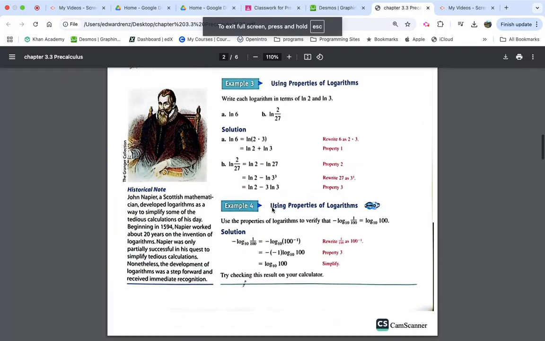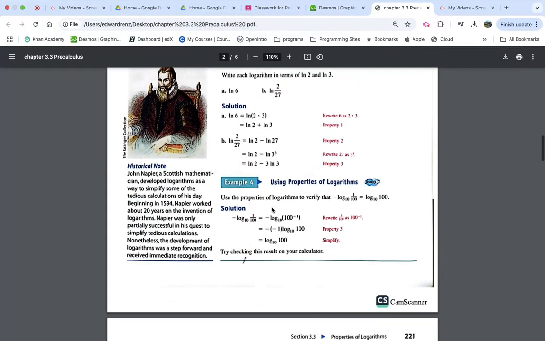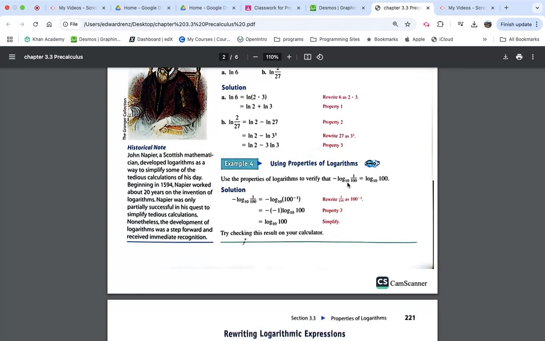All right, here, example 4, it says use the properties of logarithms to verify that negative log base 10 of 1 over 100 is log base 10 of 100. Well, that's a negative 1 out front, right? So it can be taken back and made into an exponent, right? So that negative 1 right there becomes that exponent on 1 over 100. So 1 over 100 raised to the negative 1 means you would flip that over and make it 100.